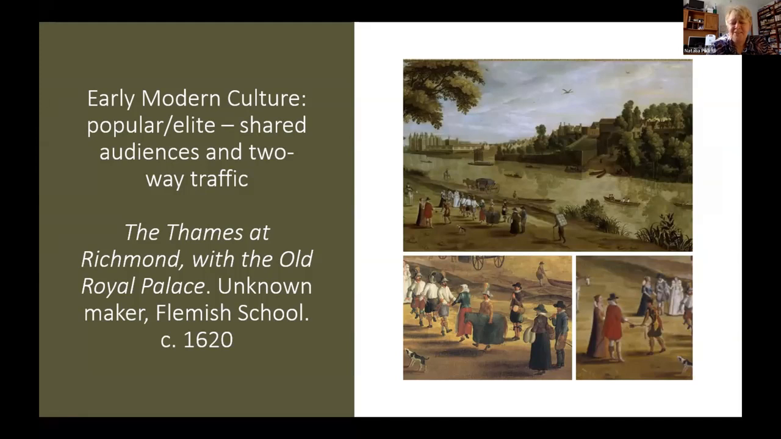And this is very nicely illustrated by the picture that you can see, the Thames at Richmond with the Old Royal Palace. It is a landscape painting, as you can see, and it is in the Fitzwilliam Museum in Cambridge, and it features a Morris dance together with a hobby horse. So on the river Thames, you can see Morris dancers, mostly men, and a female figure, plus a hobby horse, a half-man, half-horse figure, and a fool with his ladle interacting with the audience.